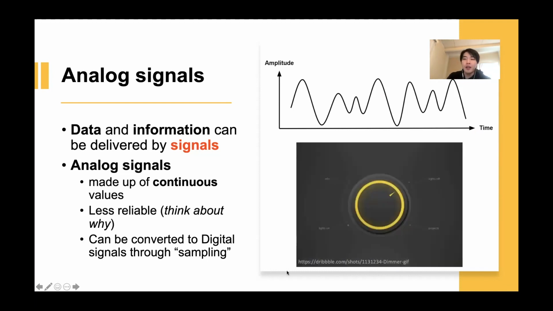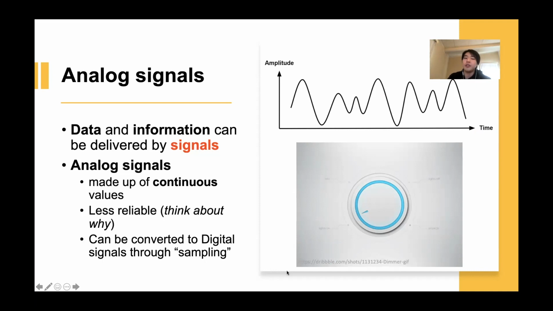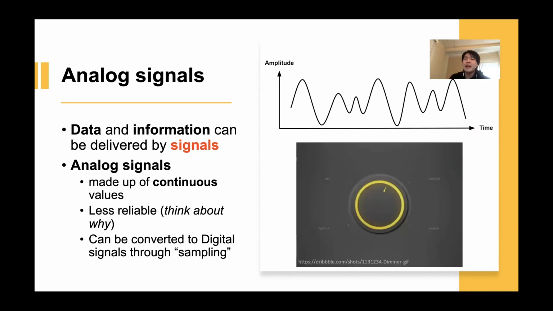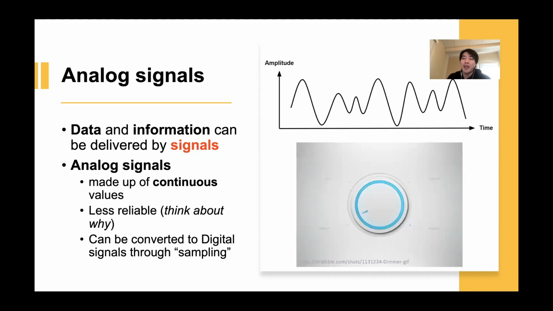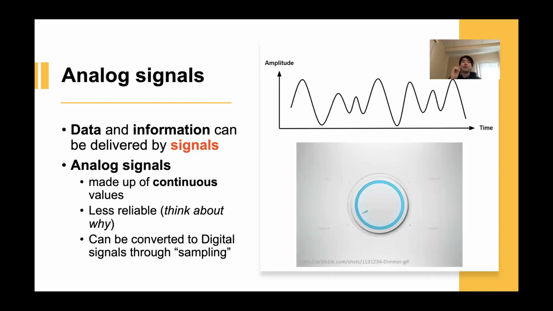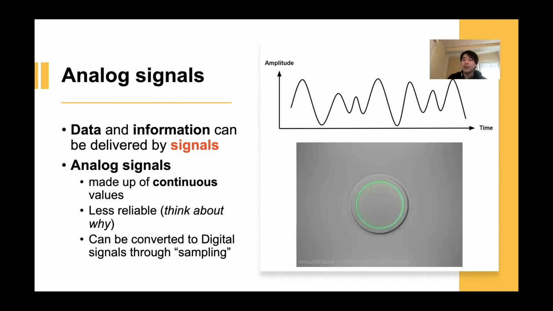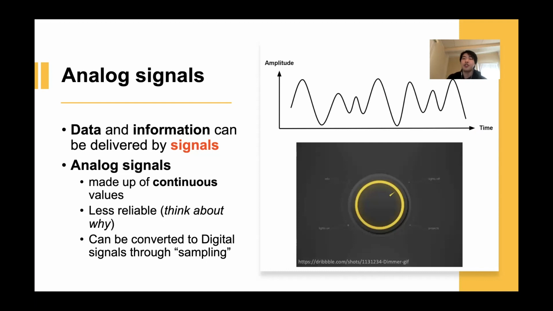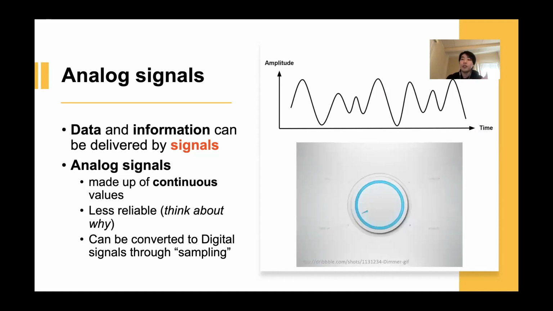Now, an analog signal compared to a digital signal is less reliable. I want you to think about why that might be. You don't necessarily have to come up with an answer, but just think about it. Remember, it can also be converted to a digital signal through something called sampling. Don't worry about this, but just know that it's possible to convert analog to digital signal.